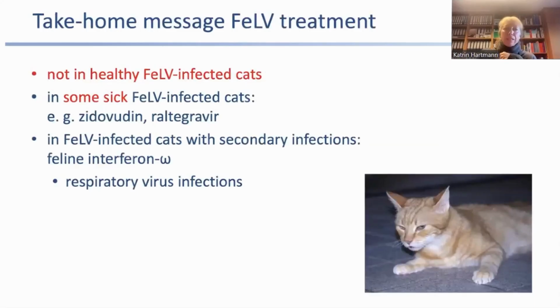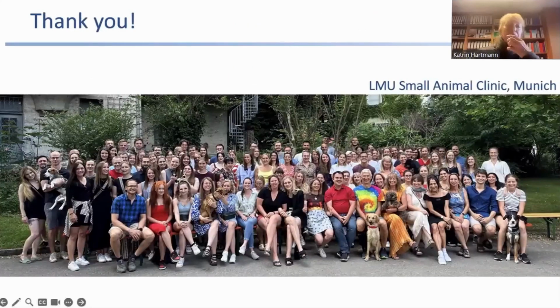So take-home message for FIV treatment. I do not use any treatment in FIV-infected healthy cats. In some sick cats, when I think FIV is directly responsible for the clinical signs, I might use cytobudine or raltegravir. If cats have secondary infections, you might consider feline interferon omega. Okay, so this was the first brief introduction into FIV and FIV.